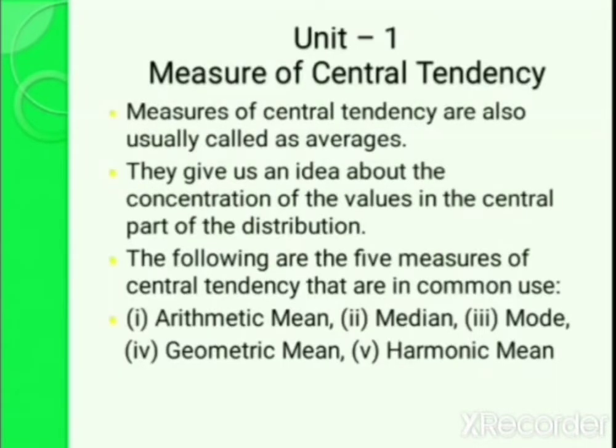Our first unit is measure of central tendency. Measures of central tendency are also usually called averages. They give us an idea about the concentration of the values in the central part of the distribution. Here 5 measures of central tendency are given below. First one, arithmetic mean, median, mode, geometric mean and harmonic mean. In this presentation we are going to see what is arithmetic mean, median and mode.